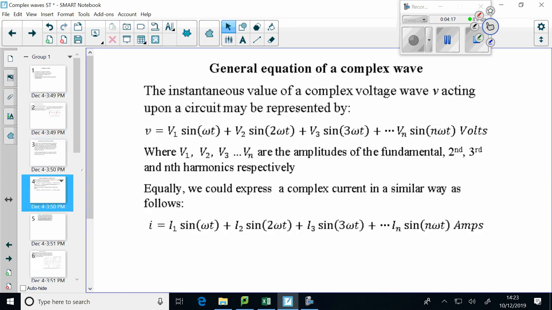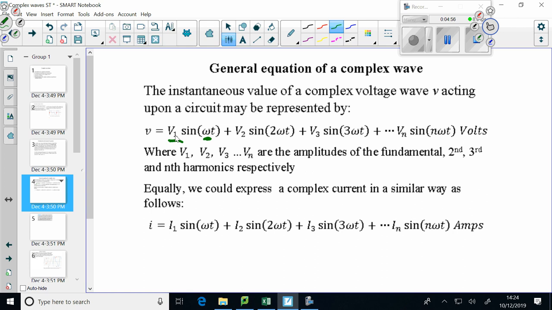So, the general equation of a complex waveform. The voltage, acting on a circuit, may be represented as, and it's lowercase v because we're talking about the voltage at an instant in time, we've got time involved in all of these. It's just the basic sine wave of each component added together. V1 is the amplitude of the fundamental, with omega being the angular frequency of that, and we could turn that into f by multiplying by 2 pi, remember?